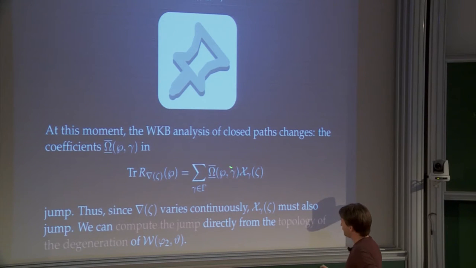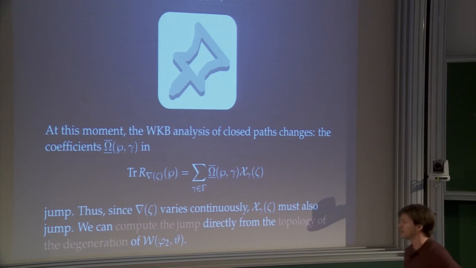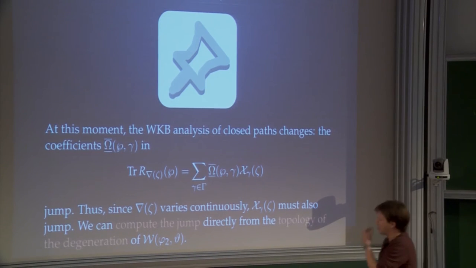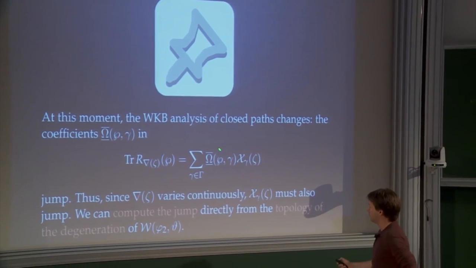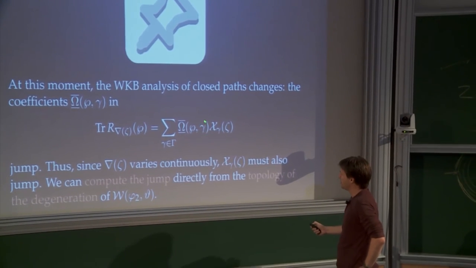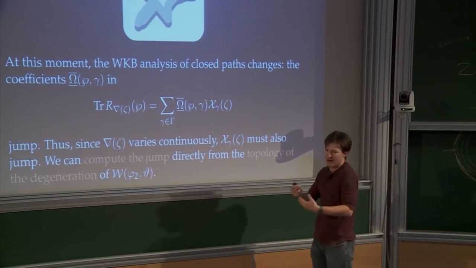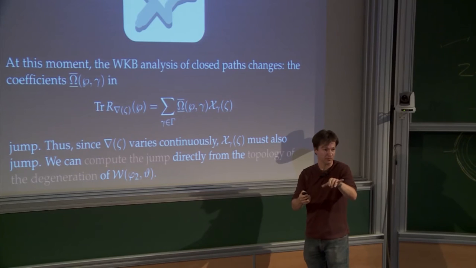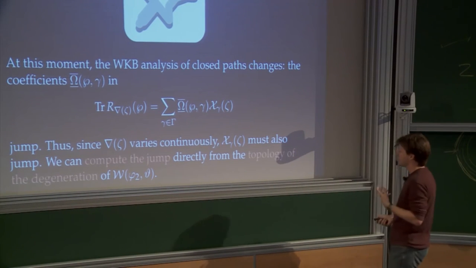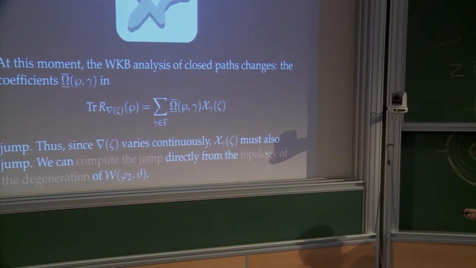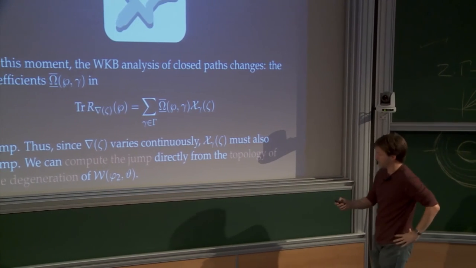So if these coefficients are jumping, in order for the whole story to be consistent, these abelian holonomies, the holonomies on the cover, have to also jump. And we can calculate that jump. The way that these omegas change is just determined by the topology of how the spectral network degenerates. And so you can really calculate that jump directly from the topology of the degeneration.